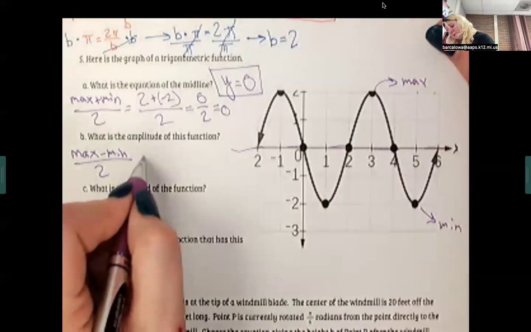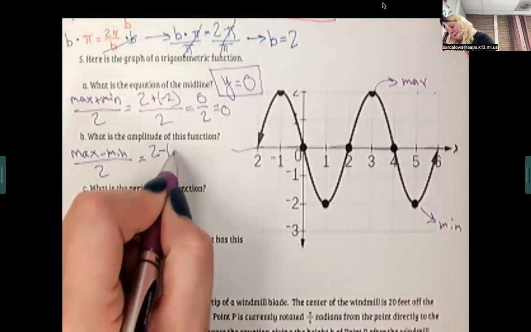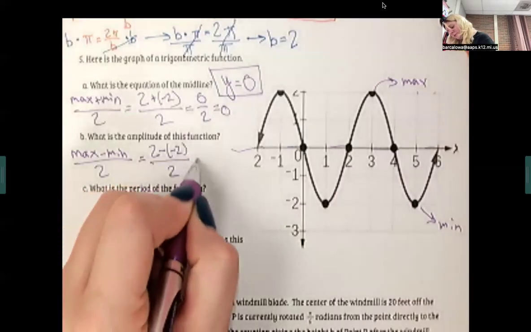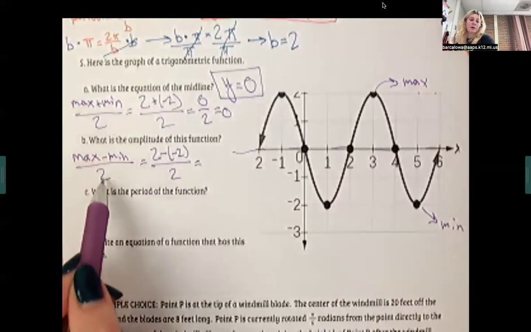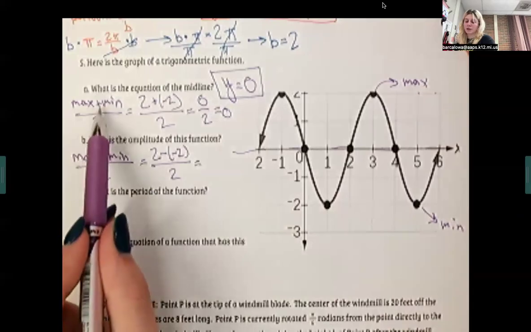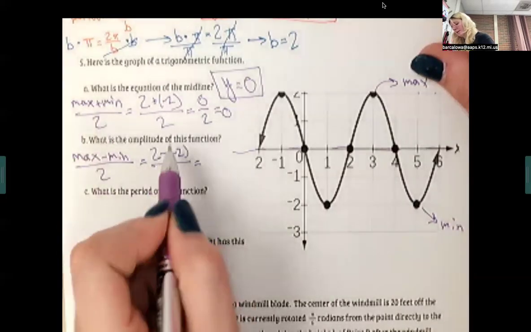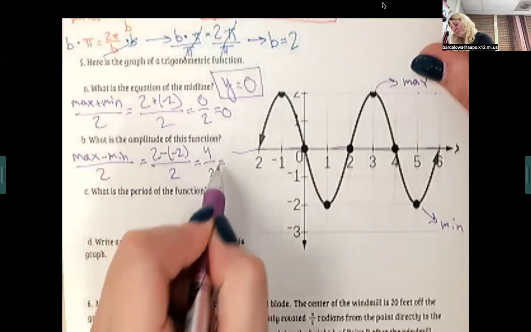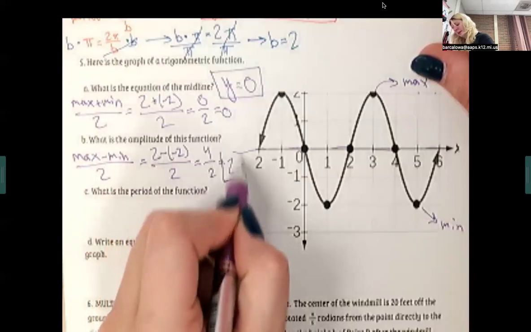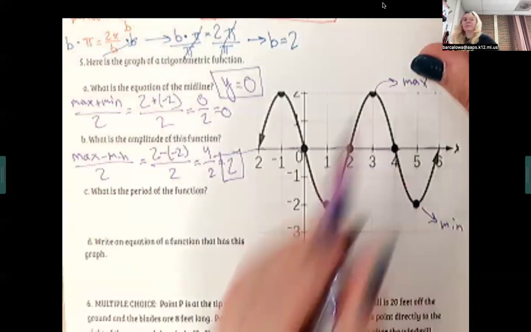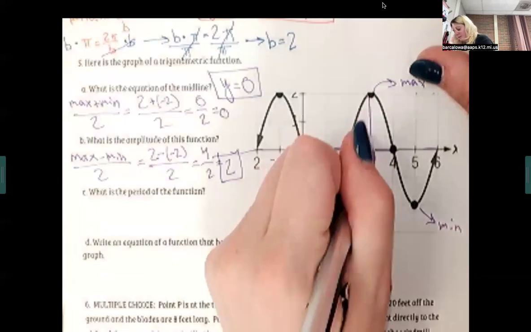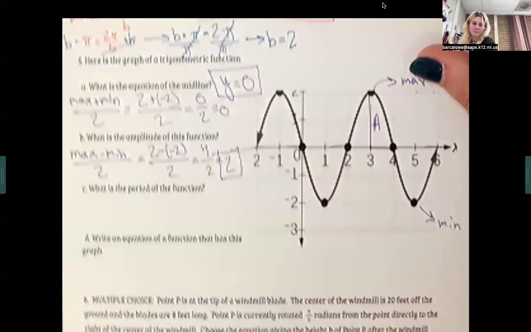All right, what is the amplitude? 2 minus a negative 2 over 2. This 2 down here always stays. The only thing that's changing is this midline is plus, amplitude is minus. So this is 4 over 2, which is just 2. My amplitude is 2, which looks to be about right to me. So that's the amplitude.